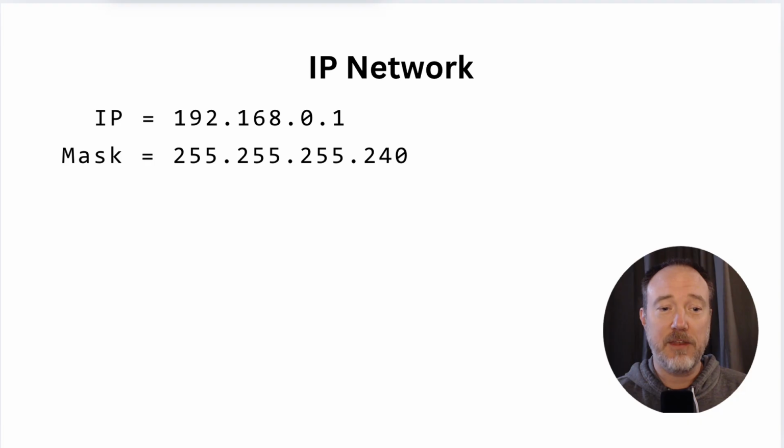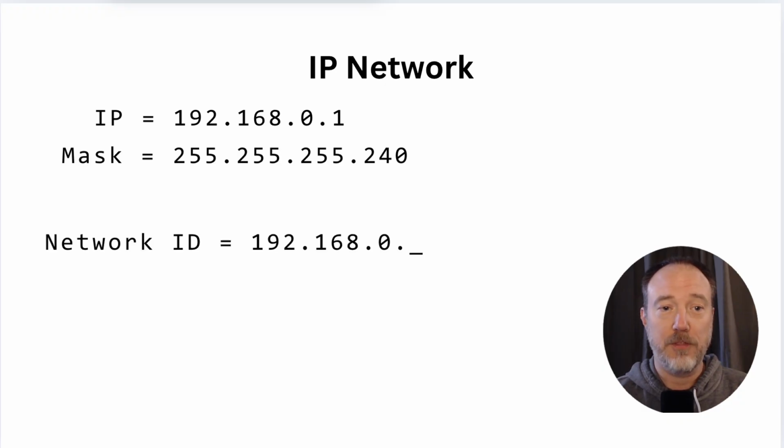First, let's find the network ID. Since the first 3 octets of the subnet mask are all ones, we know that the result of the ANDing with the first 3 octets of the IP address will result in the same values as what's in the IP address. So for the network ID, we know the first 3 octets are going to be 192.168.0, but we don't know what the last octet is.